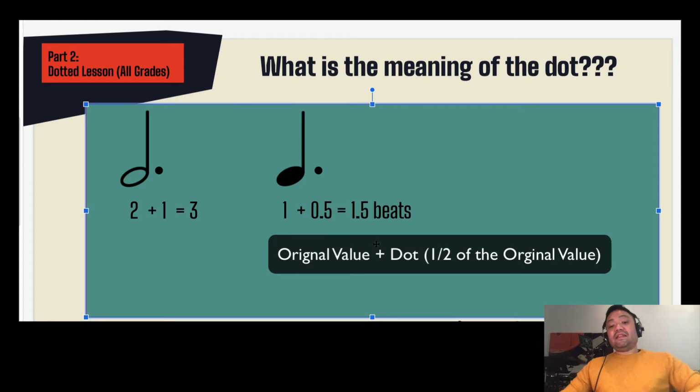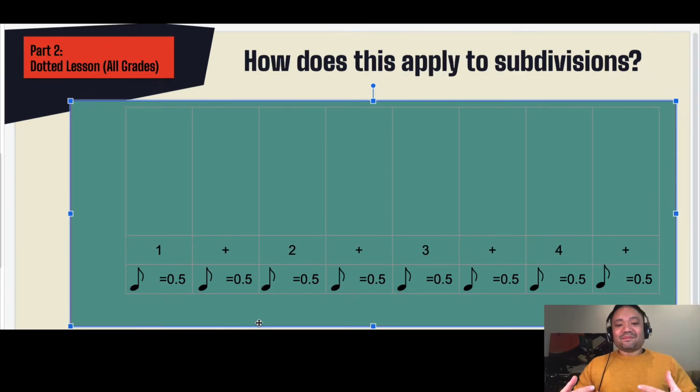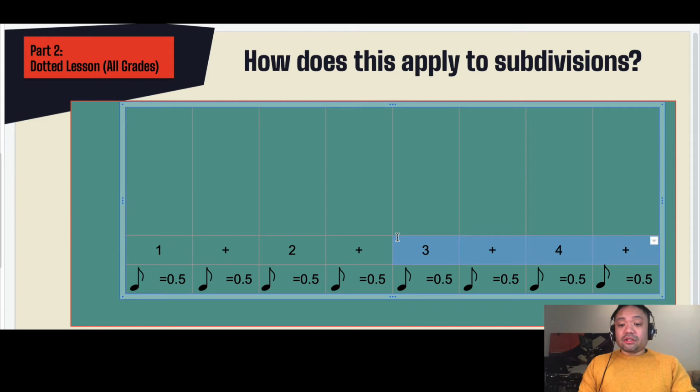Got it. Now that you know what the dot means, how does this apply to subdivisions? This is where it starts getting very interesting. This is where we figure out how we use subdivisions with dotted quarter notes. How do we subdivide a dotted quarter note rhythm? Let's go very basic. When we subdivide a measure, we go 1 and 2 and 3 and 4 and, and these are called eighth note subdivisions.